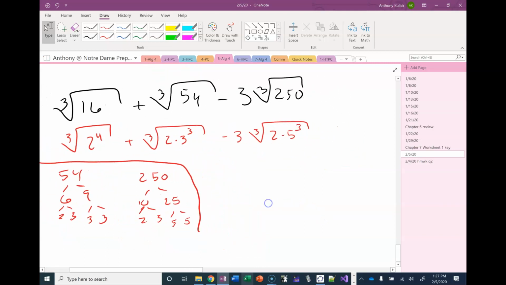So let's reduce then. How many 2's can I take out of the cube root of 2 to the 4th? Well, 1 2 comes to the outside. And how many 2's are left over? 1. Maybe I need to rephrase how I'm asking that, because I feel like you guys know the right answer and are giving me not the answer I'm expecting.